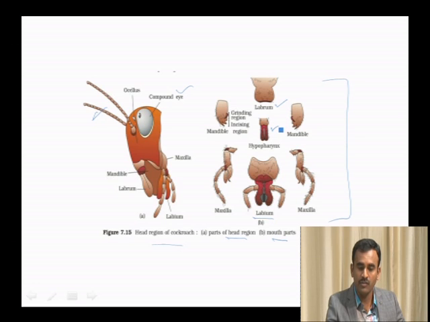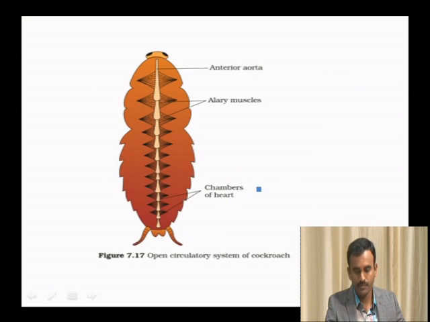There is a tongue-like structure called hypopharynx present at the center, which is homologous with the tongue, and a pair of mandibles which help in capturing and grinding of food, and a pair of maxillae which act like sensory structures present on either side of the mouth. So in total: labrum, the upper lip; labium, the lower lip; the tongue-like structure hypopharynx; a pair of mandibles for grinding; and a pair of maxillae. These are the parts present in the mouth of the cockroach.